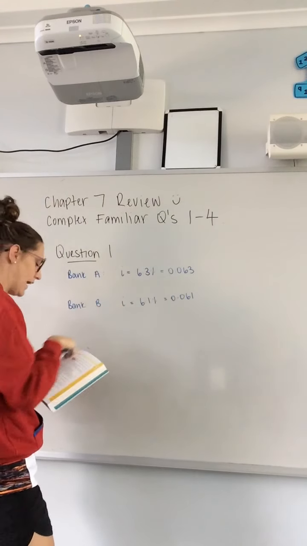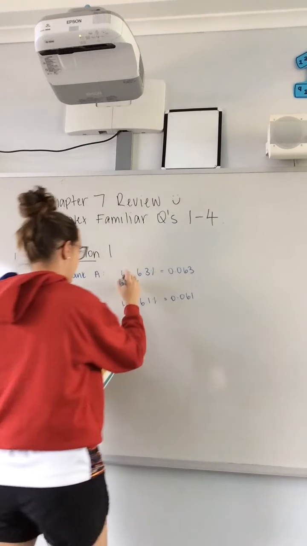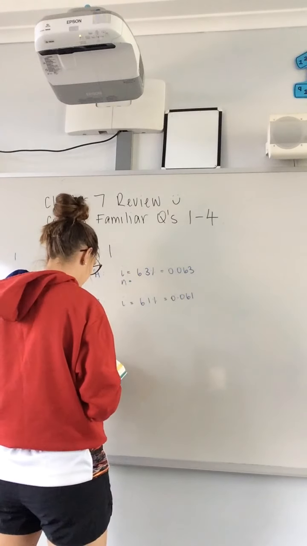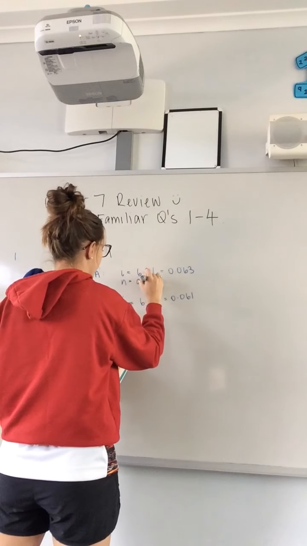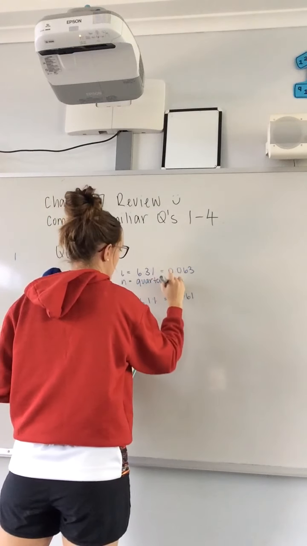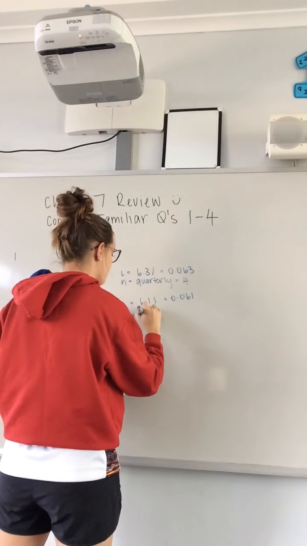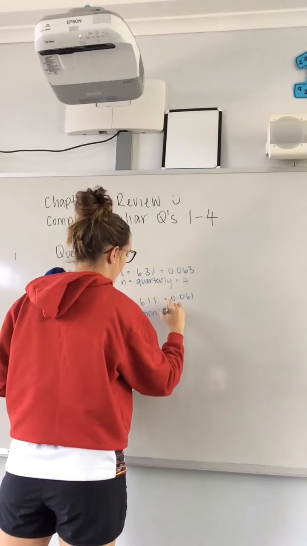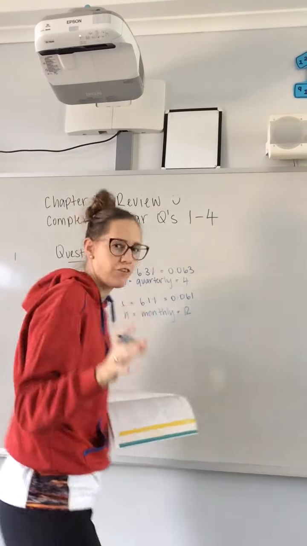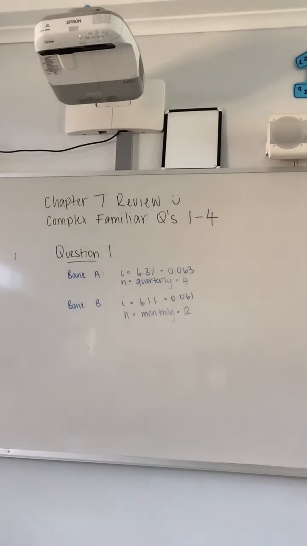Next, I want to have a look for the compounding. Do they tell me any compounds? And they do. The compounding period for Bank A is quarterly, which is 4, and for Bank B it is monthly, so it's going to be 12. So I've written down the information that's important to us. Now let's look at what the question's asking. It says calculate the effective annual rate of interest for each of these investment accounts. Round your answer to 2 decimal places.